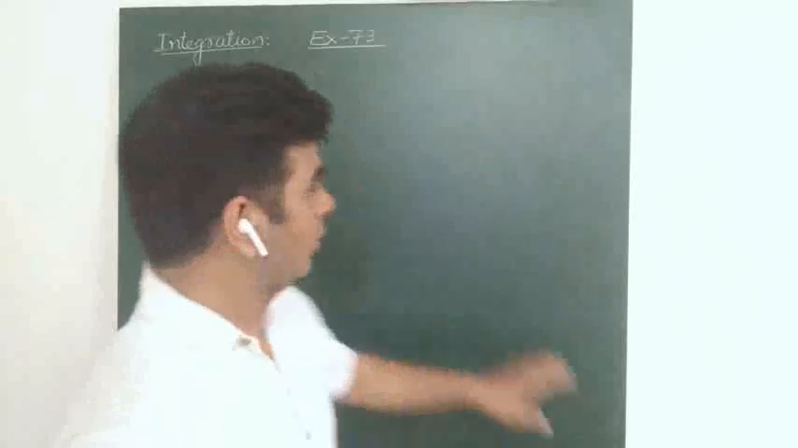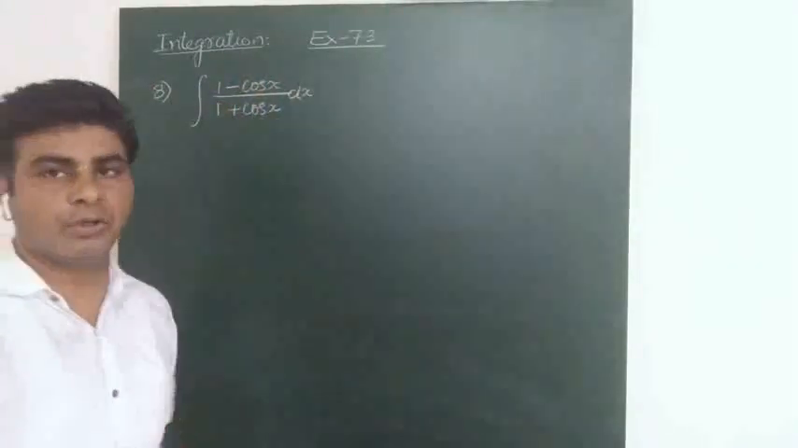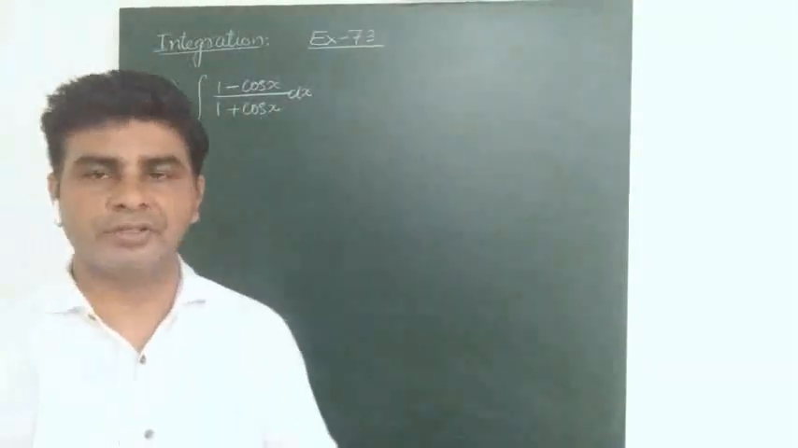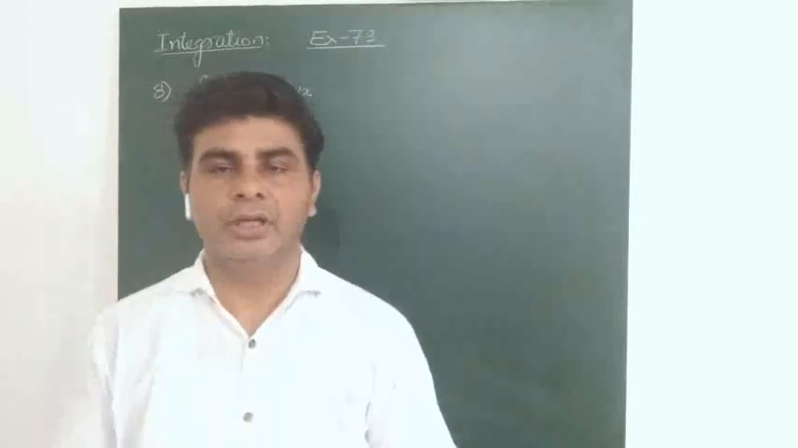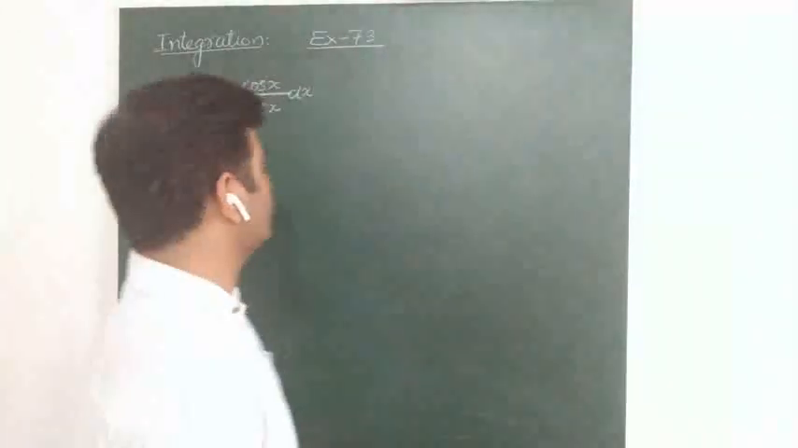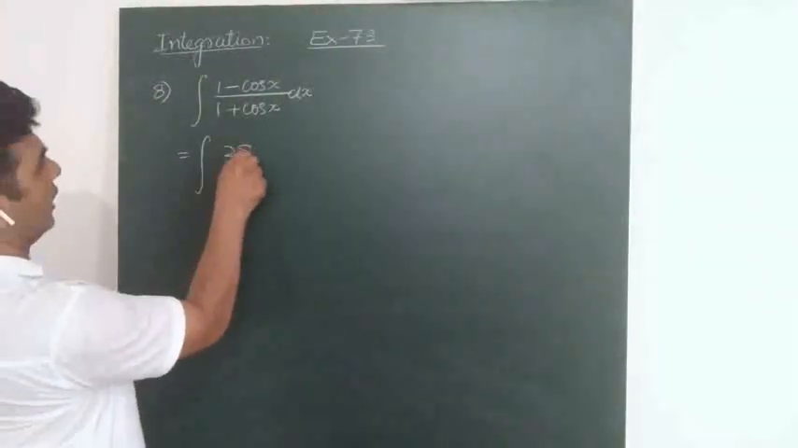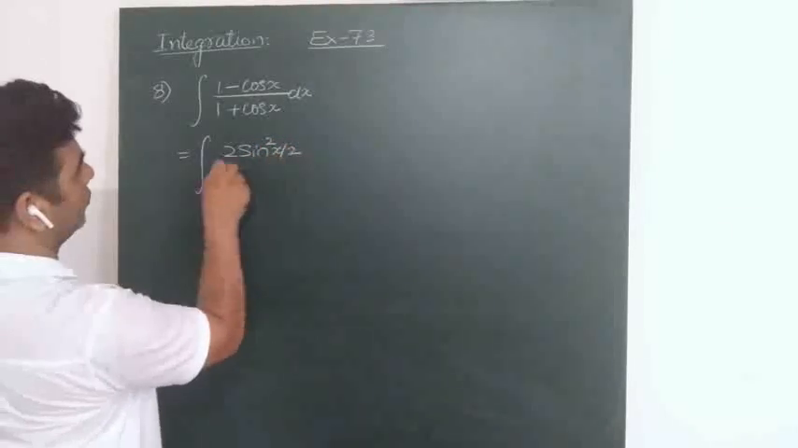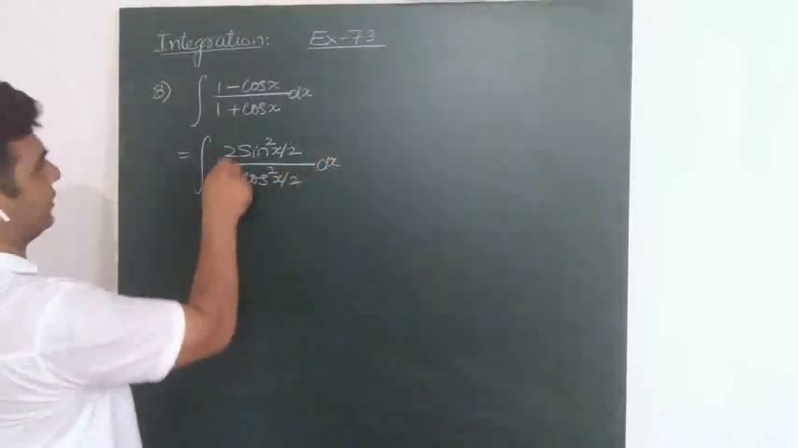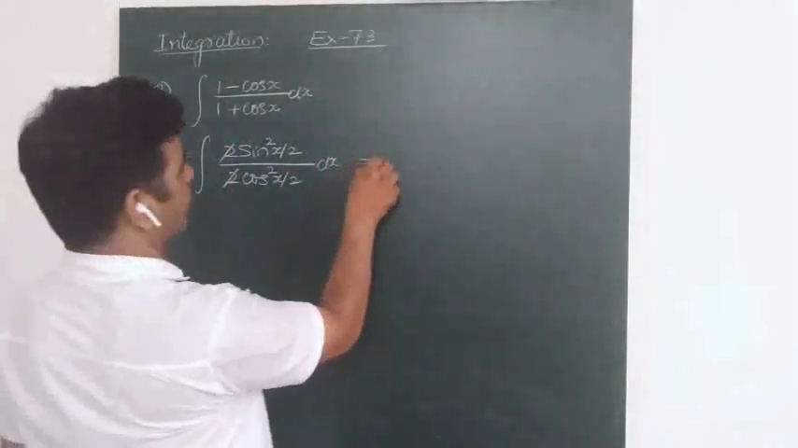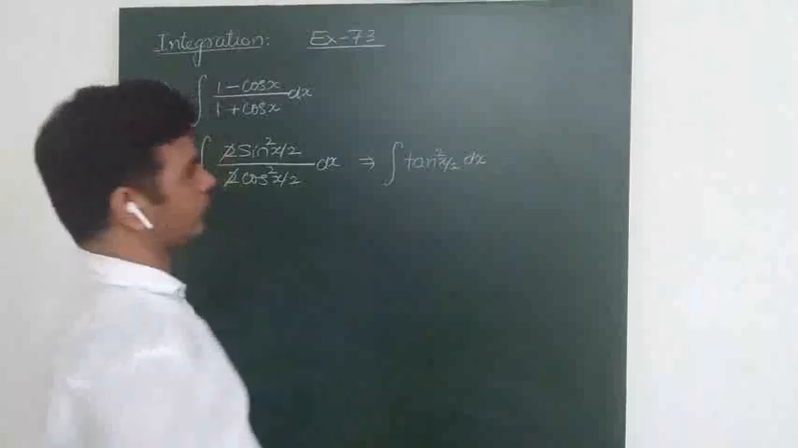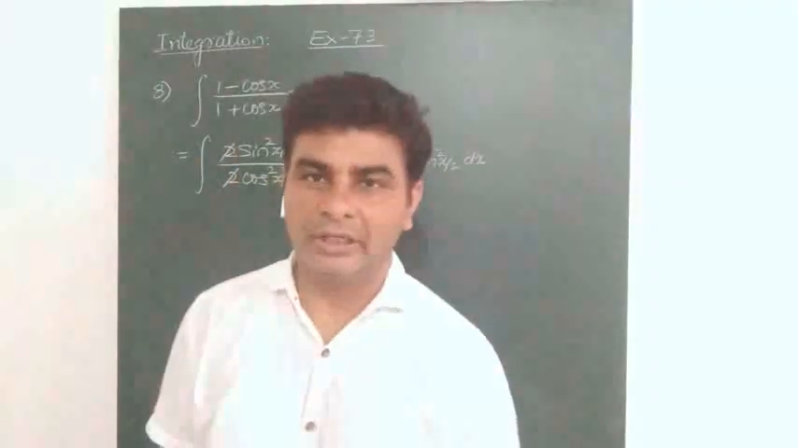Question number 8 is given as integration of 1 minus cos x upon 1 plus cos x. And you know very well the formula: 1 minus cos x is given by 2 sine square x by 2, and 1 plus cos x can be replaced by 2 cos square x by 2. Let me replace these two terms by 2 sine square x by 2 over 2 cos square x by 2. Now 2 will be cancelled out with the 2 and this term will be equal to tan square x by 2 into dx.